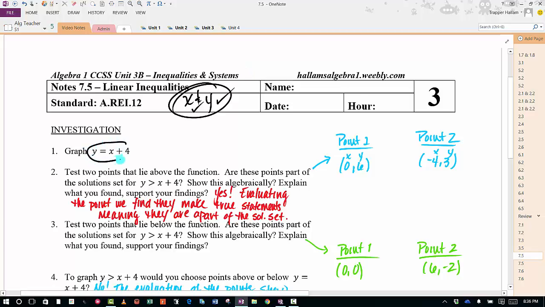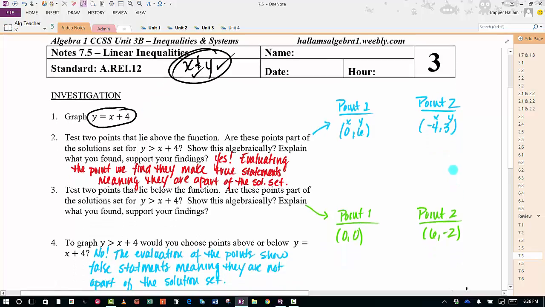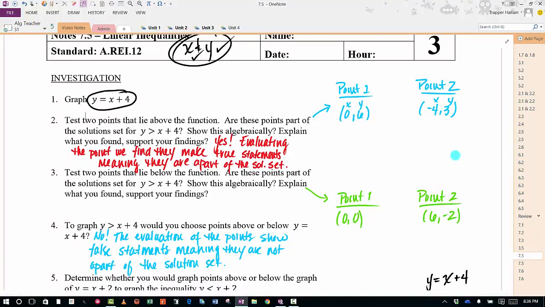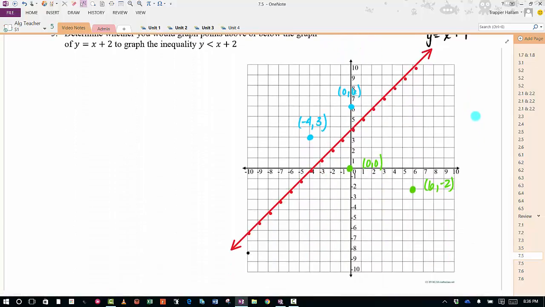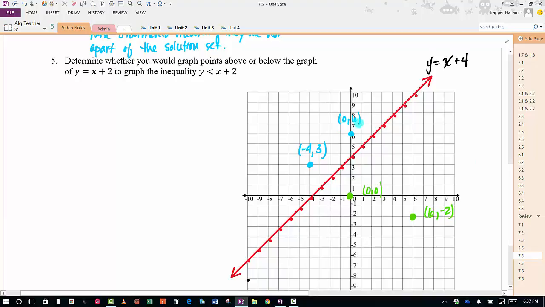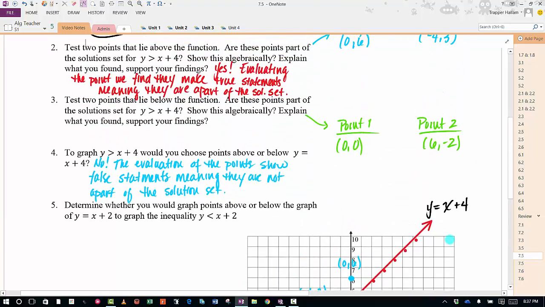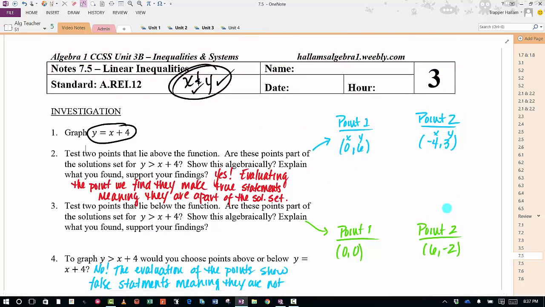So the investigation asks us to graph this linear function right here, and it is a linear function, not an inequality. It's y equals x plus 4. So if we graph that, I'm going to scroll down here. You can see here's the graph. I've already pre-picked some points. You can see some blue points and some green points. In the writings here, it asks us to find a couple of points and evaluate them.